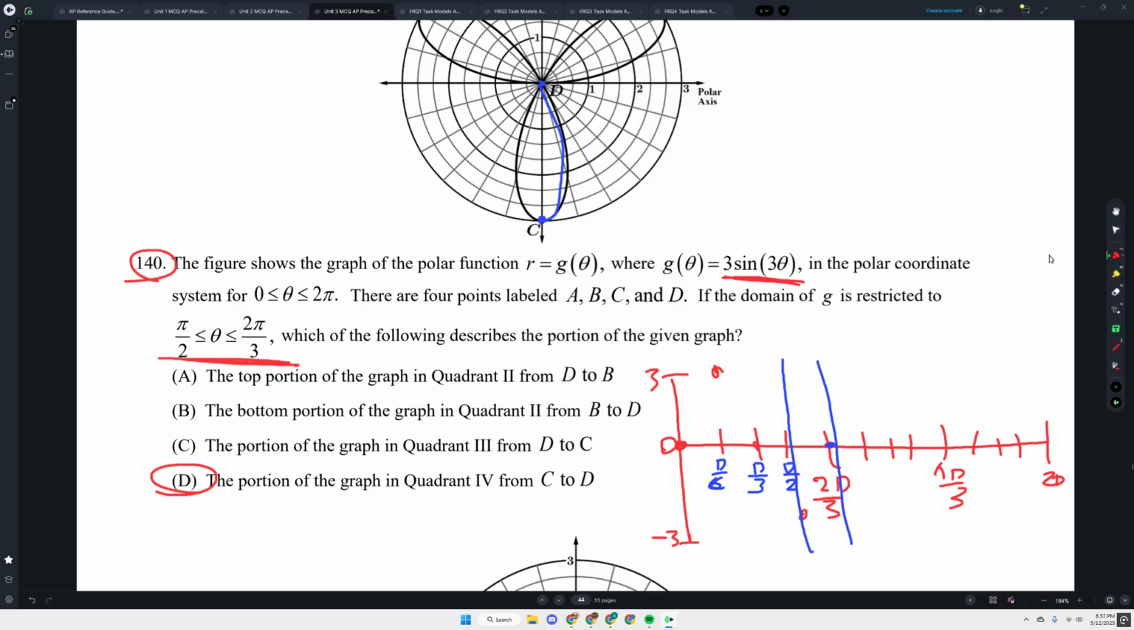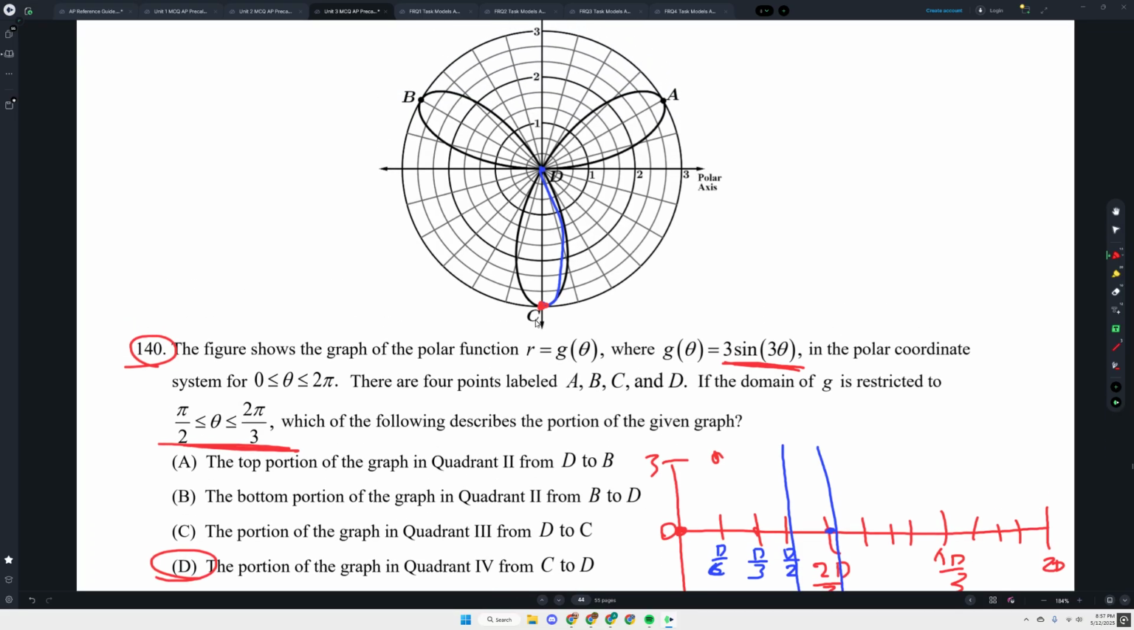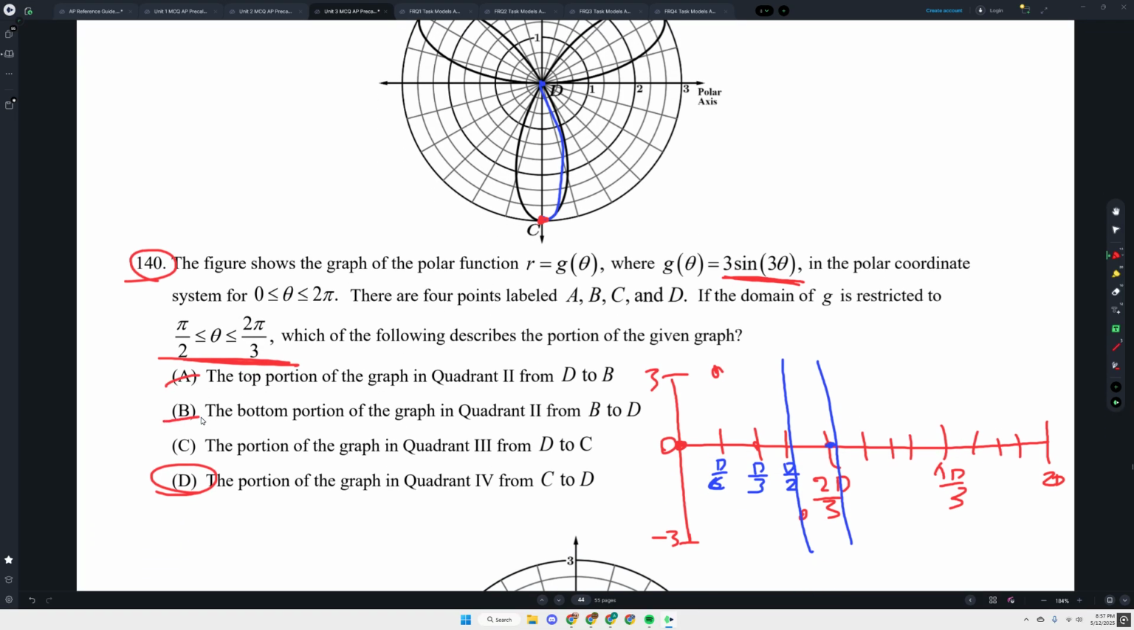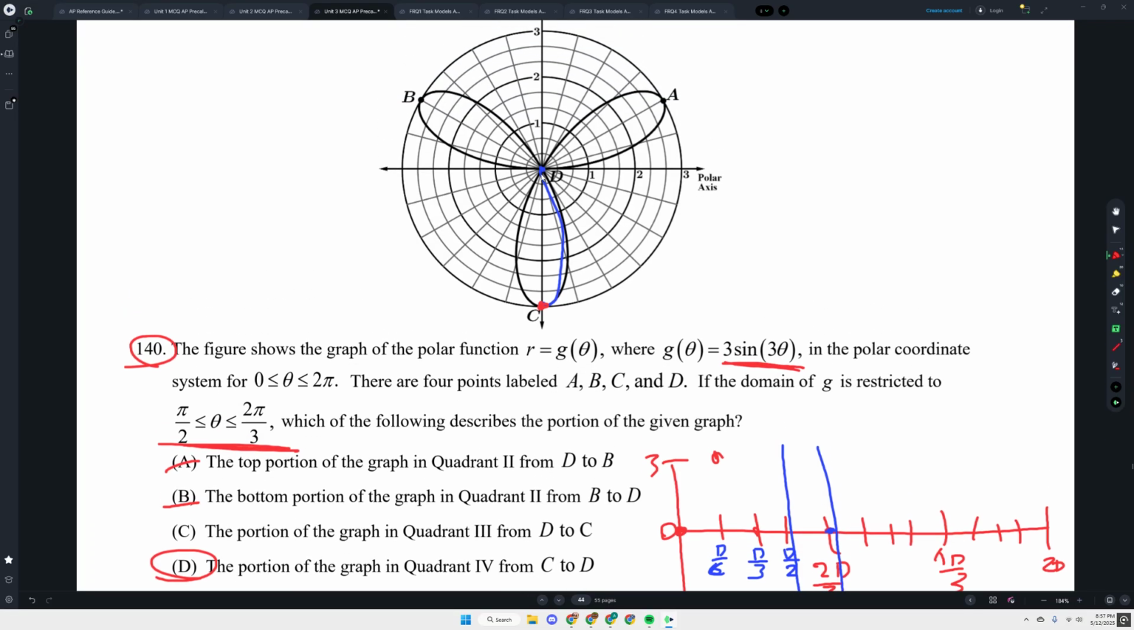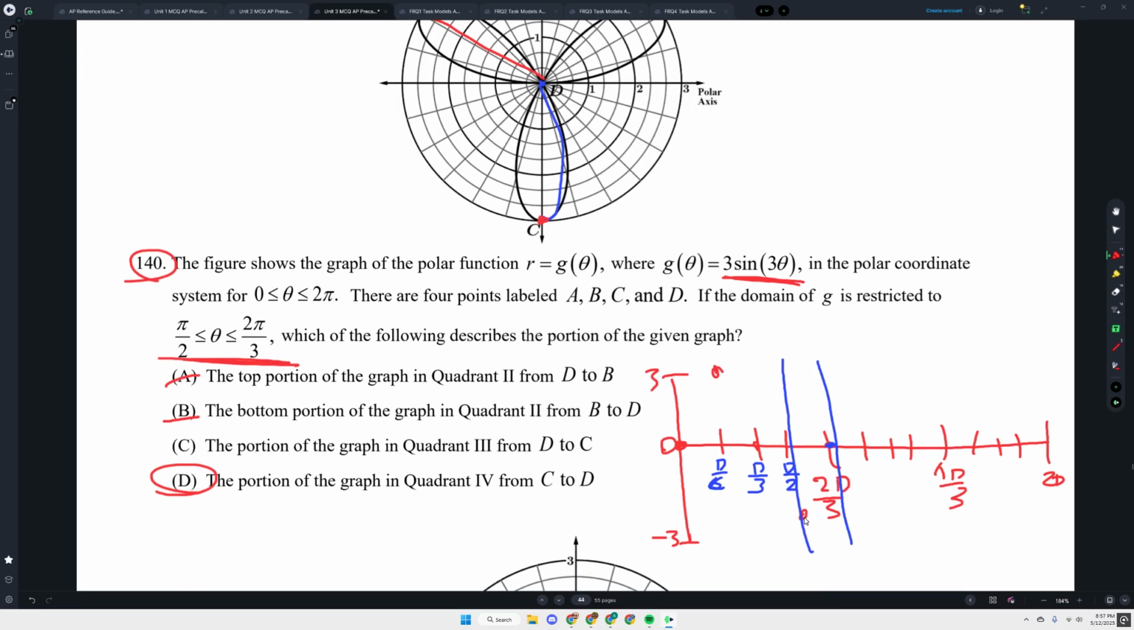Why isn't it quadrant 4? So pretty much, you know why it starts at C, right? Because we have negative 3 pi over 2 as a coordinate, right? So that means it starts at C. So it can't be these two. Does that make sense? Because B to D would not work because there's a point at pi over 2, negative 3.